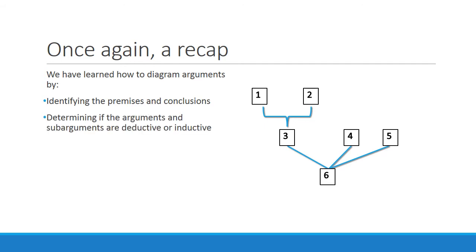We then determine whether or not the connections between the premises and any sub-conclusions and the ultimate conclusion are deductive, as indicated by that brace, or inductive, as indicated by those straight lines. Once we've drawn something like that, we can see how the logic flows from the top of the page down to the bottom.